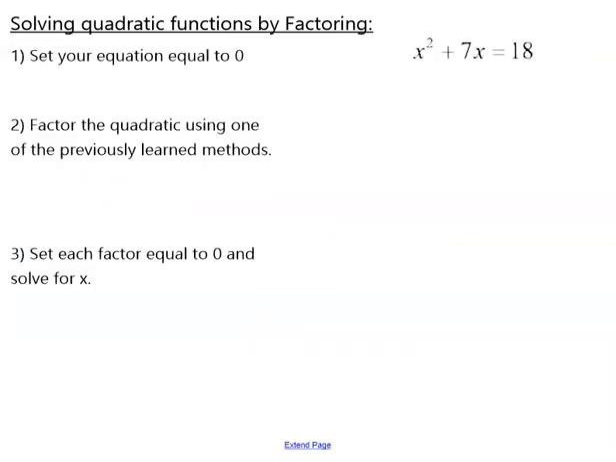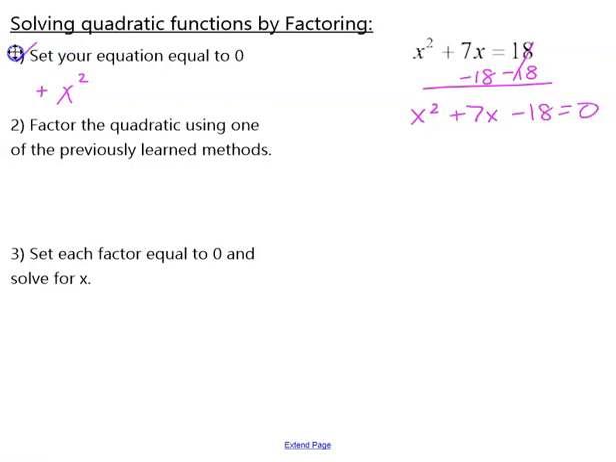So let me walk you through the steps of solving a quadratic function by factoring. You're going to get a quadratic function, and your very first step is to set your equation equal to 0. Now, this is an unspoken rule, but you want your x squared value to always be positive. So since x squared is positive, let's get everything on this left side of the equal sign. So we need to move the 18 over, so let's subtract 18 to the other side. This cancels out, so we have x squared plus 7x minus 18 equals 0.